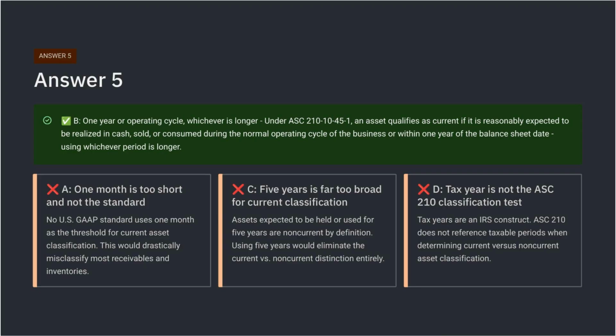Option A is wrong because 1 month is not the standard. Option C is wrong because 5 years is too broad for current classification. Option D is wrong because the tax year is not the ASC 210 classification test. For exams, remember, 1 year is important, but the operating cycle can override it when longer.